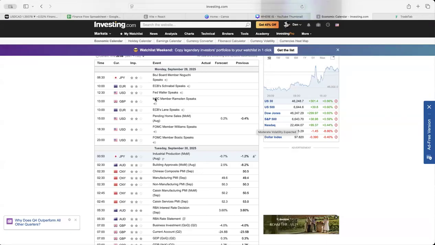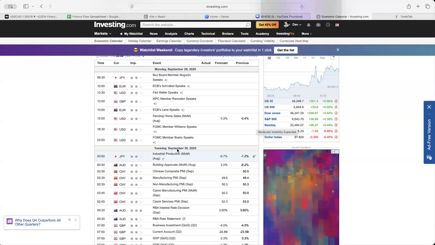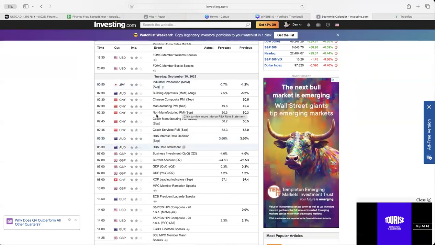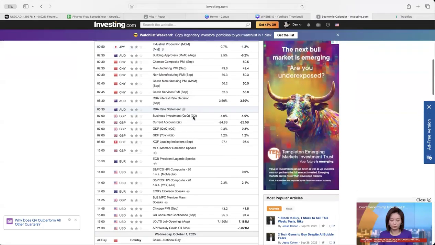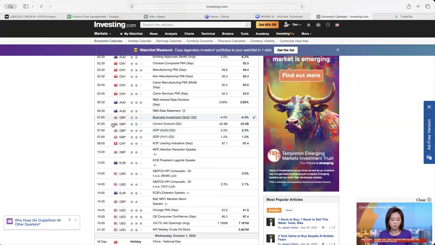So not a lot happening, not a lot of market moving news tomorrow. It's more going to be optimism and anticipation. All right, Tuesday, China, we're not too worried. We just like to keep a bit of an eye on it. However, we've got GDP data, so this is going to be quite important.